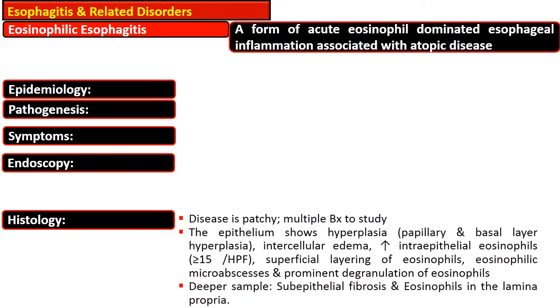This disease is patchy, so multiple biopsies should be taken to study this lesion. The epithelium shows hyperplasia, both papillary and basal layer hyperplasia. There is intercellular edema, increased intraepithelial eosinophils that are more than 15 per high power field, superficial layering of the eosinophils, formation of eosinophilic microabscesses, and prominent degranulation of the eosinophils. The deeper samples exhibit subepithelial fibrosis and eosinophils in the lamina propria.